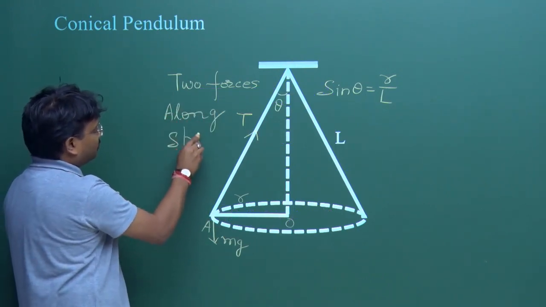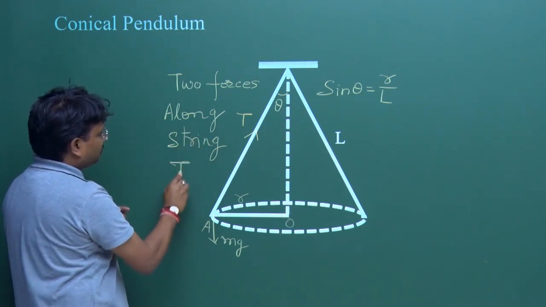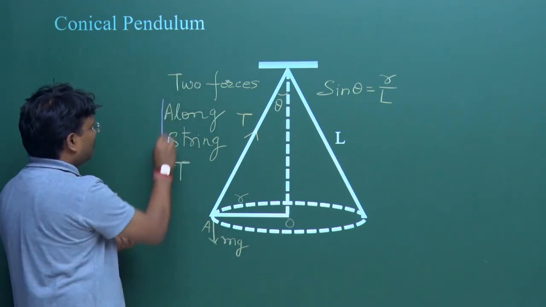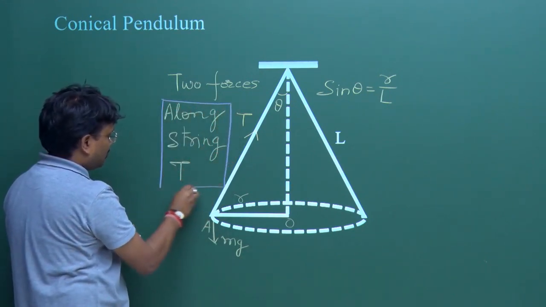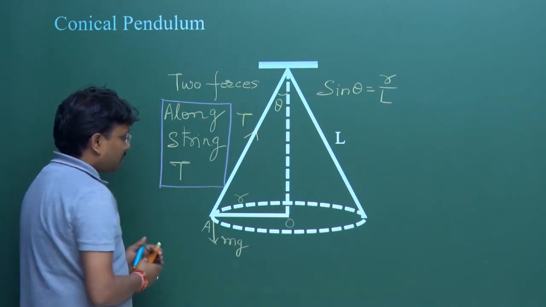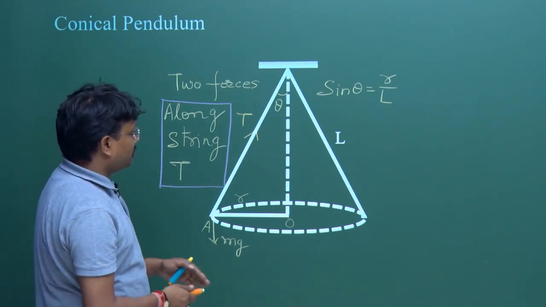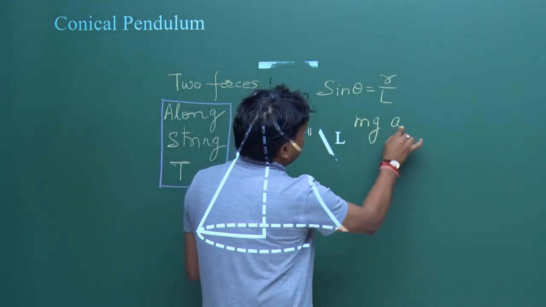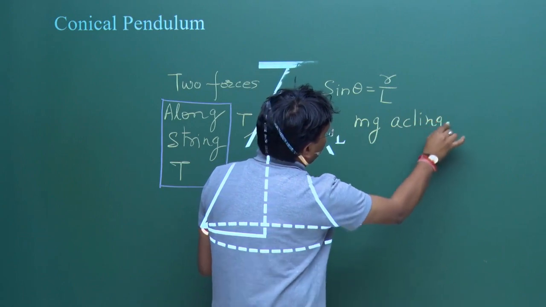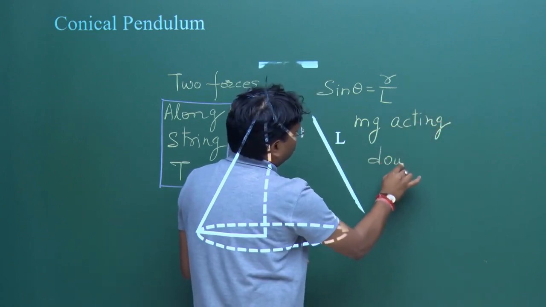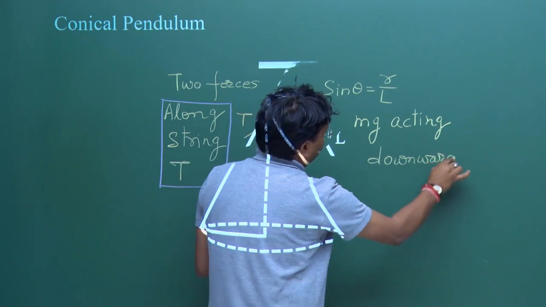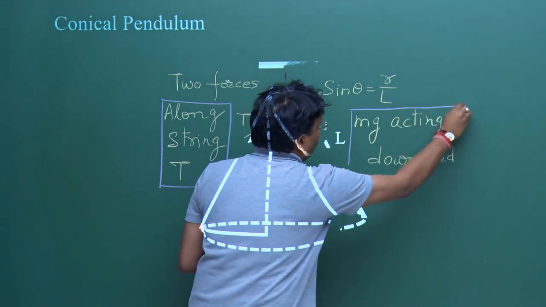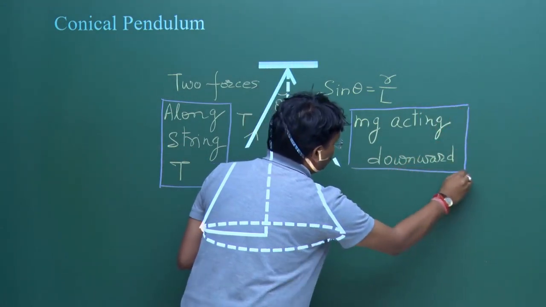Now I can write down these terms here: along the string, T, which is explained here. Let me close it in a box. Important force. And the second is weight mg, acting downward. So the entire story is going to be associated with these two forces.